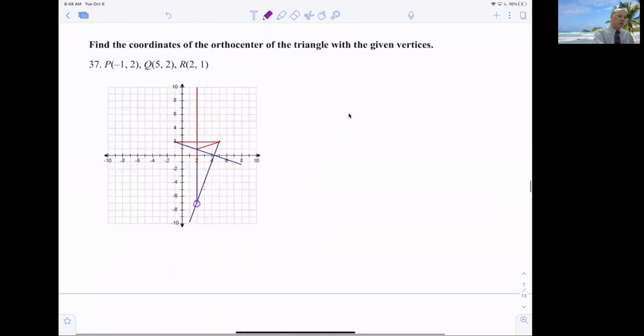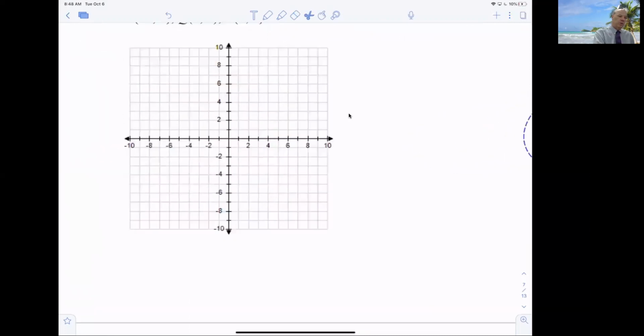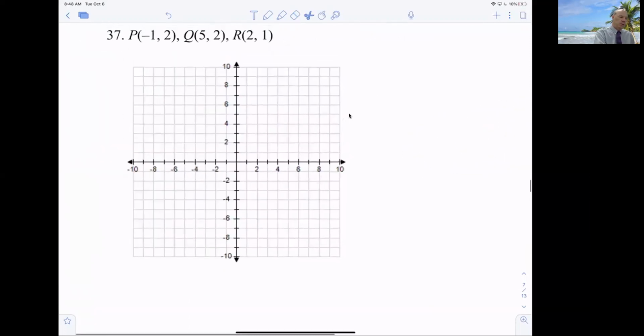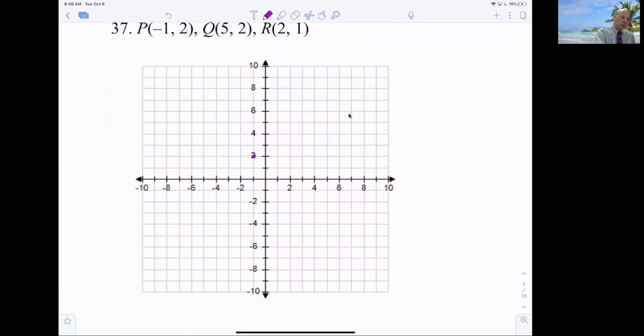Oh yeah, here's what I was trying to help somebody with. All right, this is the one everybody was having trouble with. So let's look at this one carefully. All right, so orthocenter is perpendicular, correct? So let's do -1, 2. And then 5, 2. And then 2, 1.